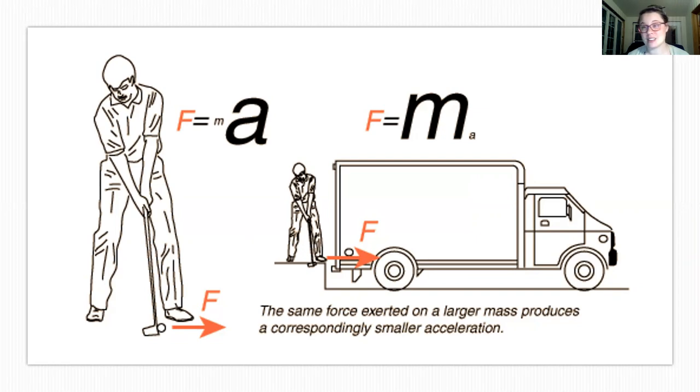The truck's not going to really go very far. It might move a teeny little bit. But why? Well, the truck is so heavy. Heavy objects resist change in motion. And that's part of Newton's law. So if an object is very heavy, it will have a small acceleration. If an object is very light, it will have a big acceleration.